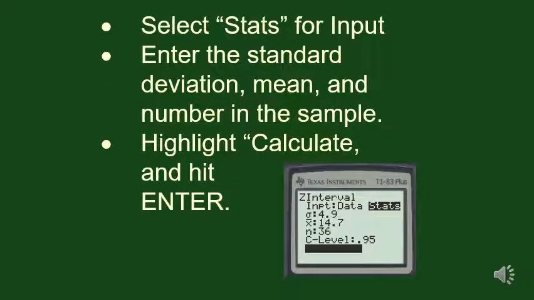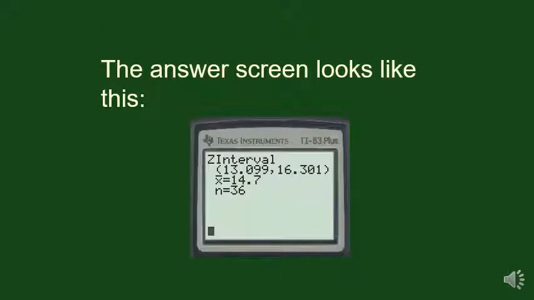Once you've chosen Z interval, it's going to ask you for the standard deviation, the mean, the number in the sample, and the confidence level. Those were all given in the problem, so we just enter the information that we know. Once you've got all the numbers in there, you hit calculate, and it gives you a results screen that looks like this. Basically, it's saying the actual average number of students in an Iowa Lakes class must be between about 13.1 and 16.3. Somewhere in that range is where the actual average should be.